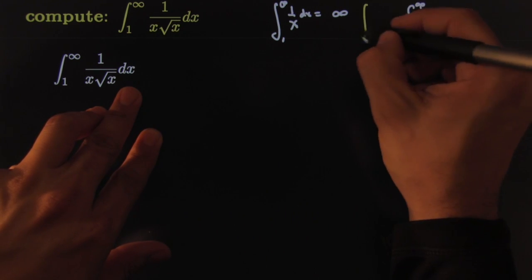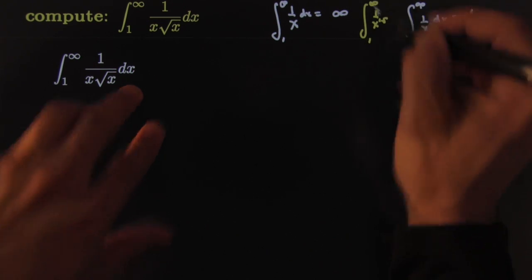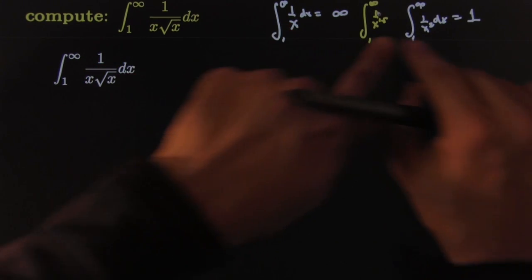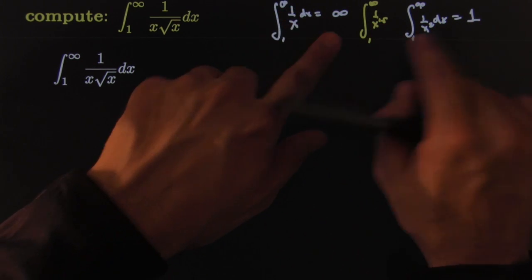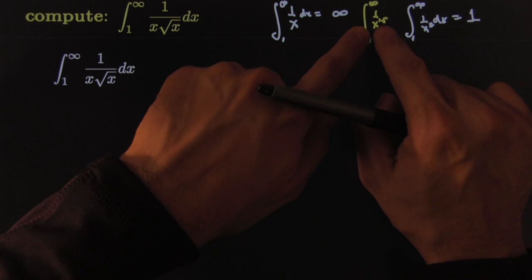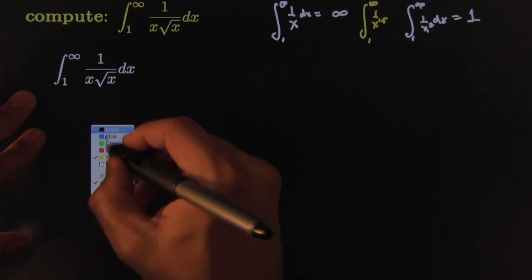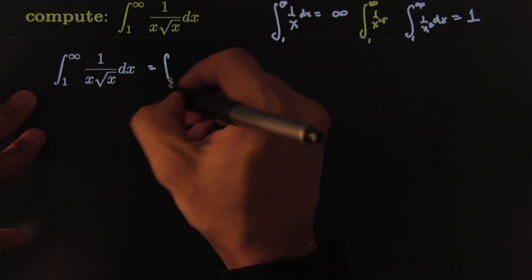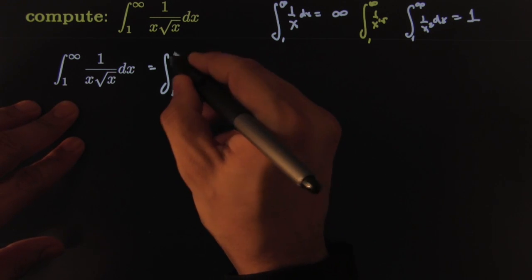What happens if you were to take the integral of 1 over x to the 1.5 from 1 to infinity? This exponent here is 1. This exponent here was 2. And this one was infinite and this one was finite. What would happen if you take something in between, like 1.5? That's exactly this one. This one becomes the integral of 1 over x to the 3/2 from 1 to infinity.